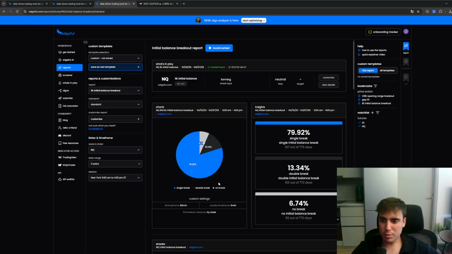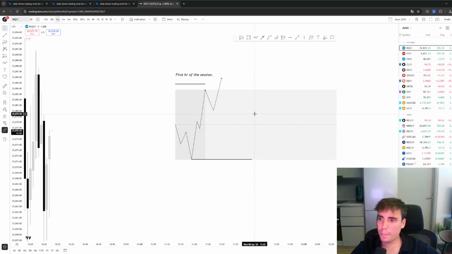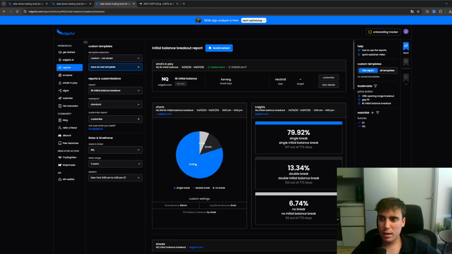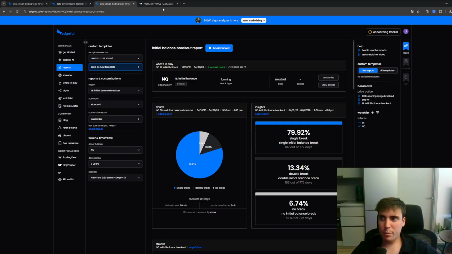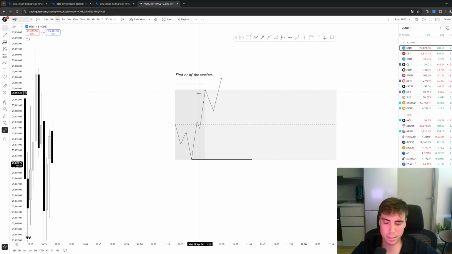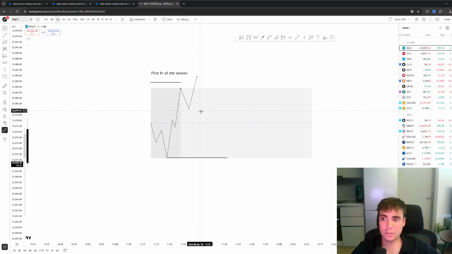Like a break is most likely to happen, basically. And then for the double breaks, it's a 13% that we have the break to the upside and to the downside. So what this is saying is, since we have a single break, whenever we close above or below, we have almost an 80% chance probabilities that price doesn't retrace back.